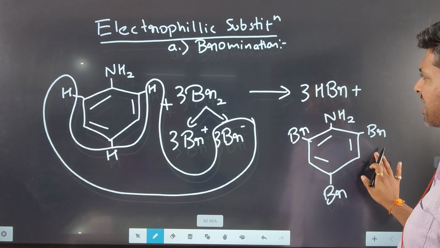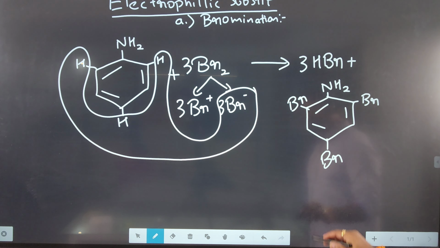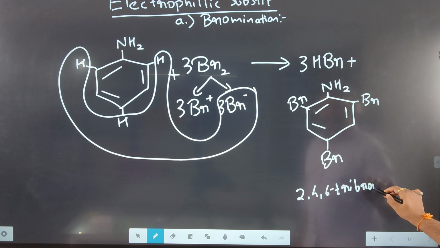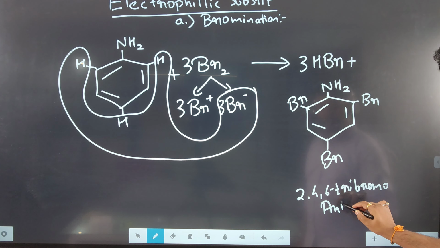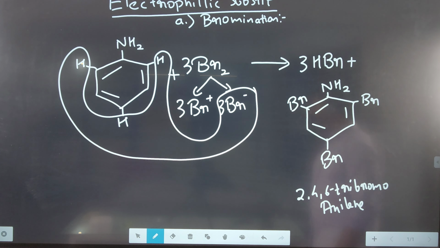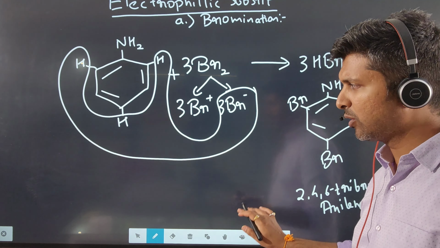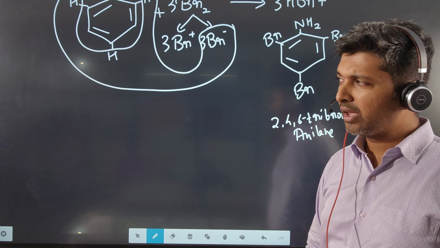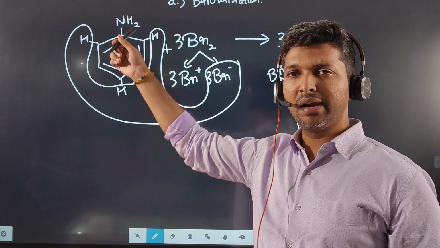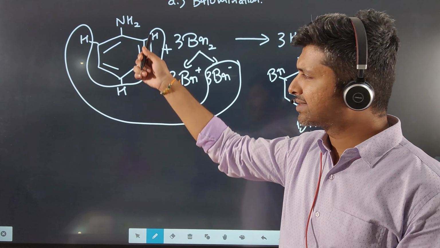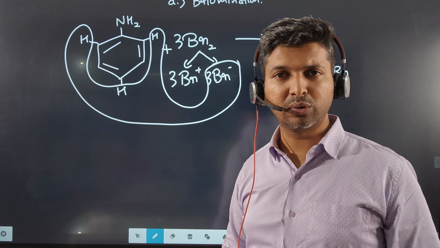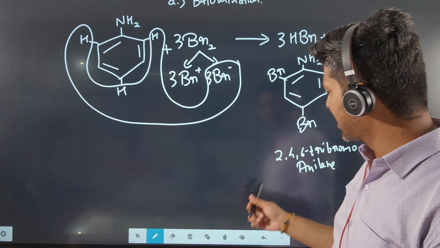Yes, that is the IUPAC name of this compound: 2,4,6 tribromoaniline. But say, for example, I don't want so much bromination. What if I want only orthobromoaniline or parabromoaniline? Then I should reduce the electron donating power of aniline. Aniline is highly electron donating, due to which it is activating the ortho, para as well as ortho positions, and we get 2,4,6 tribromoaniline.